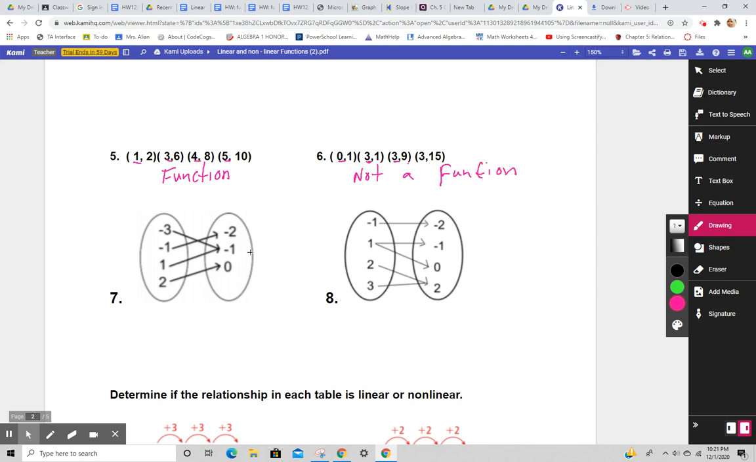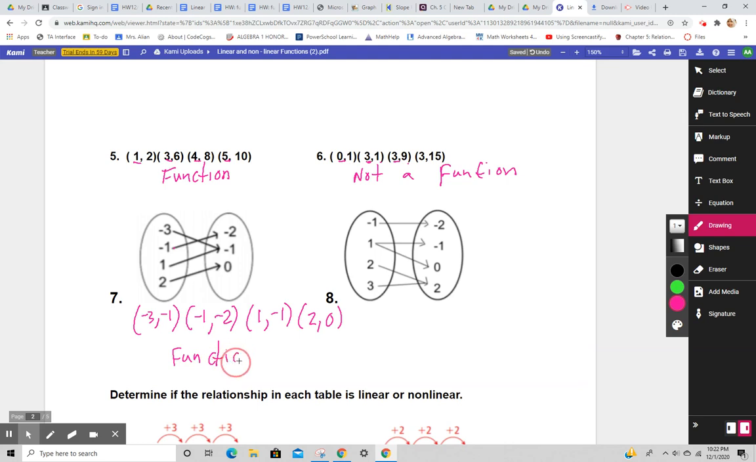All right, let's look at this diagram here. So -3 is paired with, it goes with -1. -3, no, I'm sorry, -1 is paired with -2. 1 is paired with -1, and 2 is paired with 0. So now look at the x values, okay? None of them repeat, so this is a function.